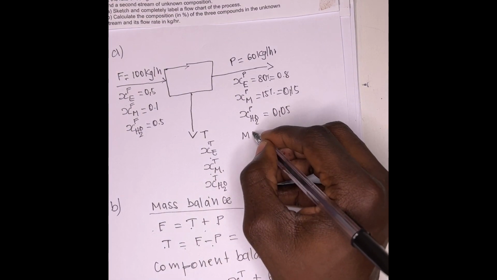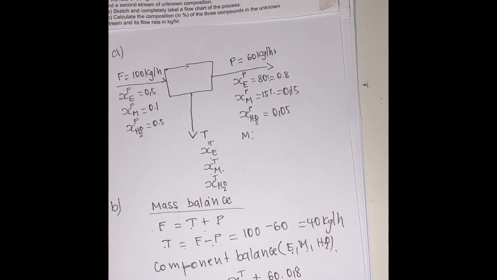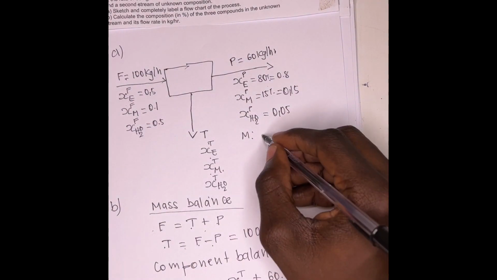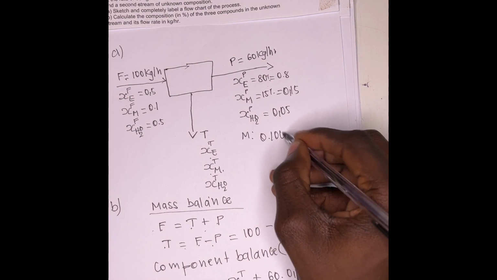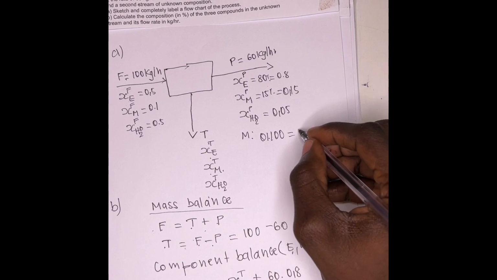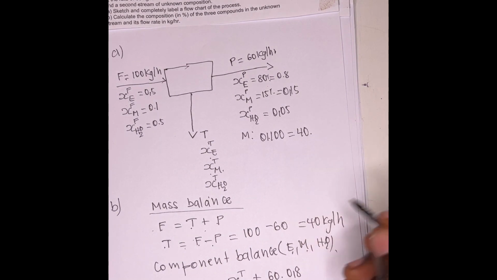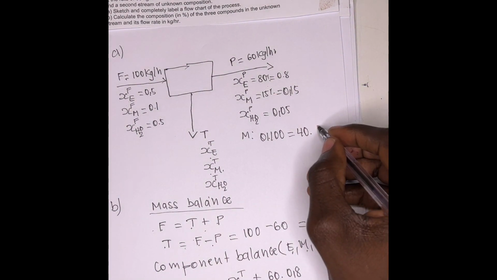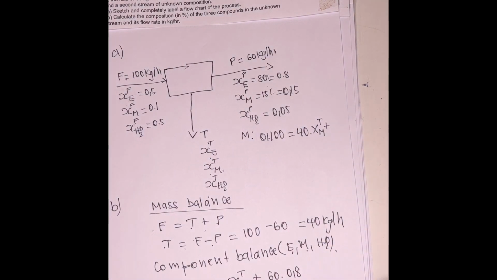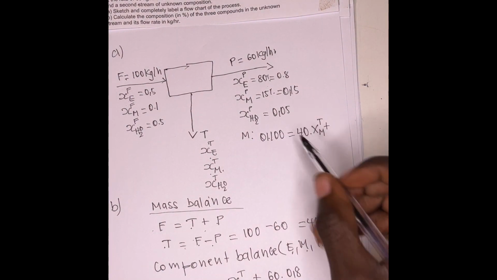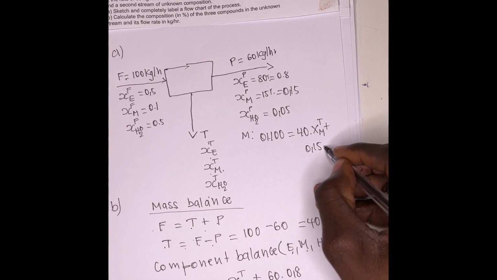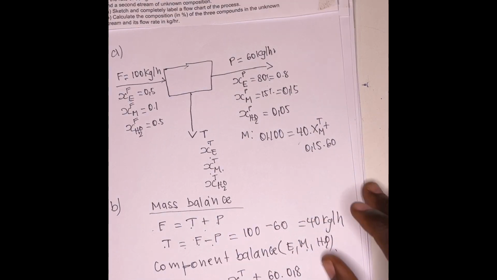I put the methanol. So we have already 1000. The stream of ethanol there is 0.1, so we have 0.1 times 100 equal to T. We know already T is 40 times what we are looking for, the ethanol, X of T in methanol, plus on that side we know already methanol is 0.15 times 60. So we can solve for X_T.